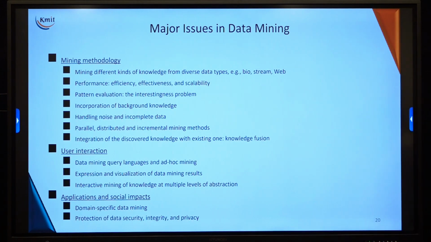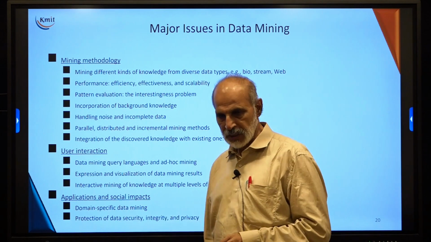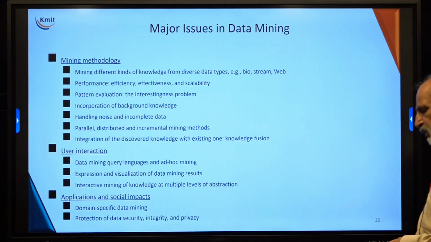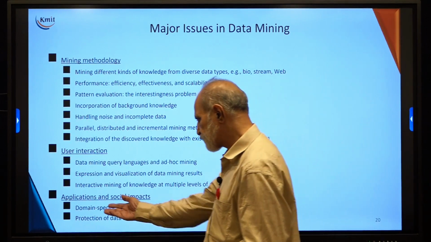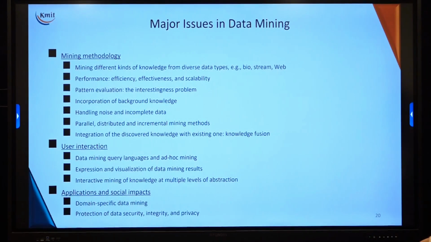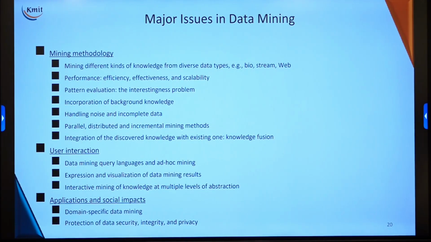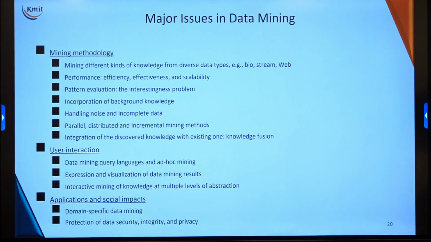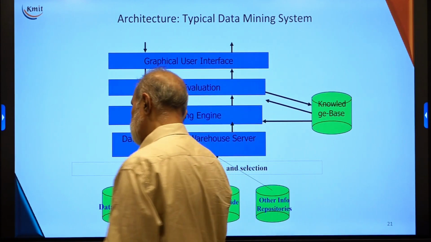Application and social impact, domain-specific data mining. So, people are looking for a specific social impact. For example, I am doing some social activity, I am feeding the poor cows, I am feeding the poor animals. So, we have different kinds of social impact, and social mining is done based upon the analysis too. Protection of data security, integrity and privacy. So these are some of the issues to be dealt with in data science, and so in data mining too.